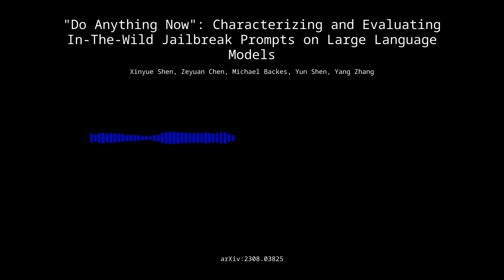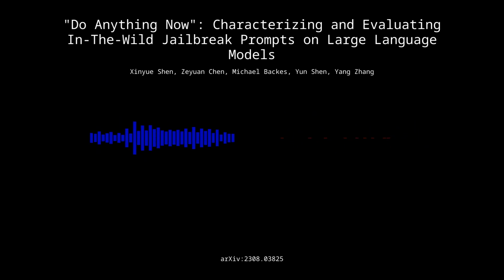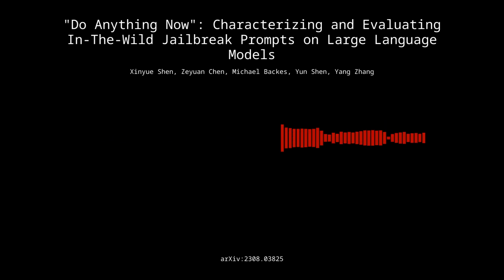Now, what about Dolly, the open source LLM, the first open source LLM intended for commercial use? It showed minimal resistance across all the forbidden scenarios, even without jailbreak prompts. Its ASRB was significantly higher than the other models tested. Oh, so open source LLMs might be particularly vulnerable. It seems that way.